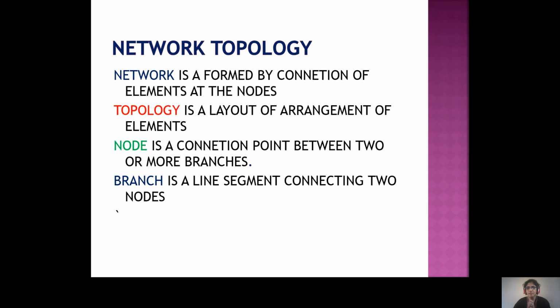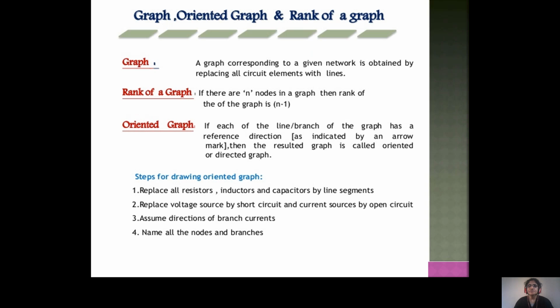So whatever the network is, that network is framed in the form of a layout, and that layout is called topology. And a node means the connection between two or more branches. And a branch is the line segment joined between the two nodes. Before going to this network topology, we have to see some of the definitions in the network topology.